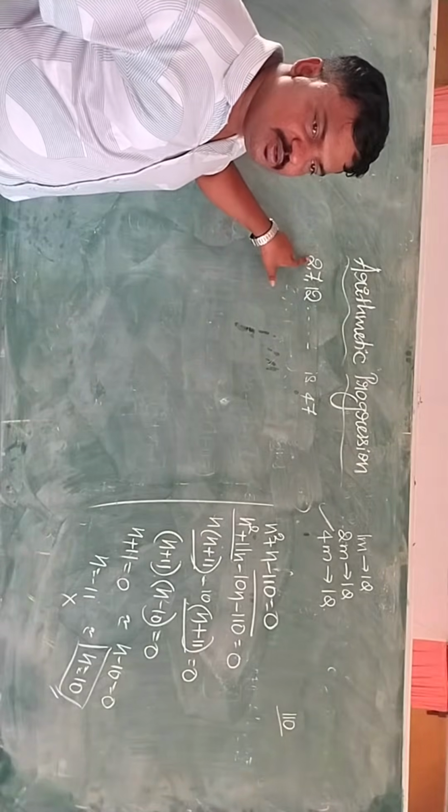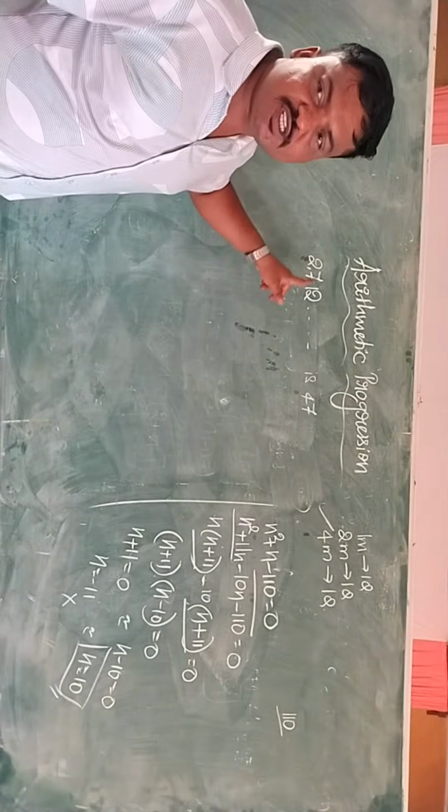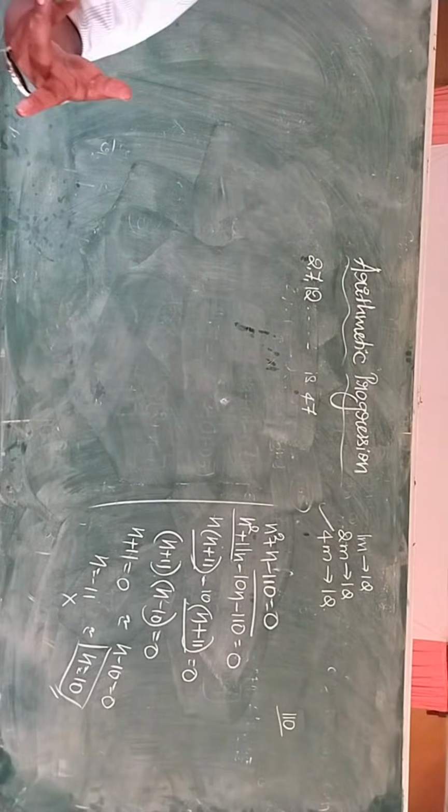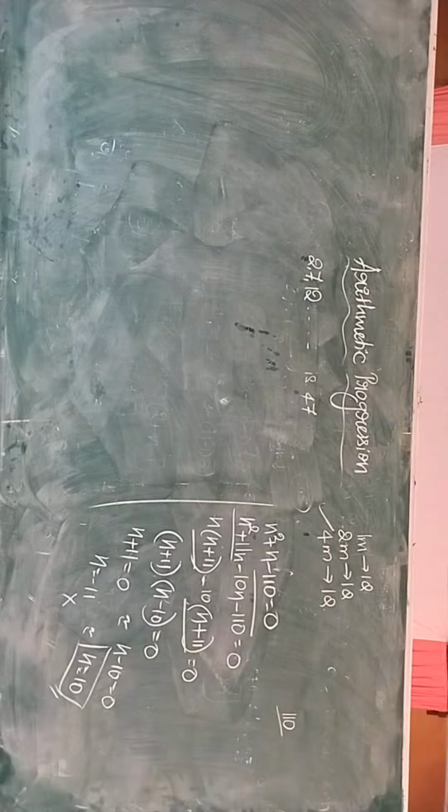And a is 2. d is 7 minus 2, 5. Use the formula Gn is equal to a plus n minus 1 into d. Easily we will get the answer. Which term of the progression is 47? 10th. Okay, the 10th term of the progression is 47.